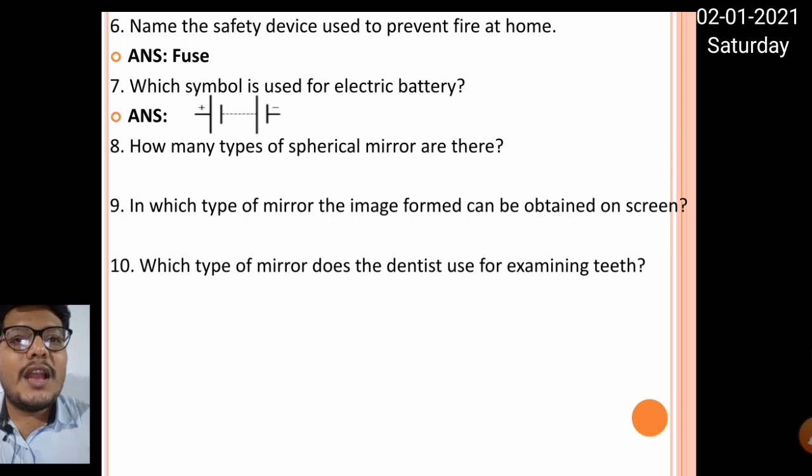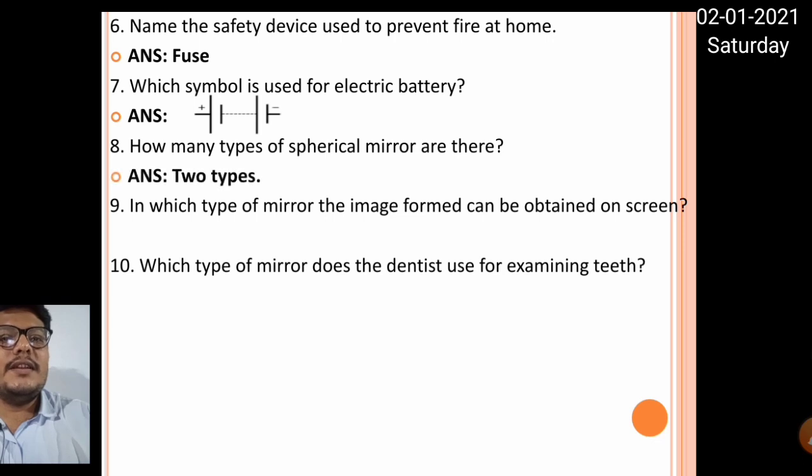See here, next one. How many types of spherical mirrors are there? So there are 2 types of spherical mirrors. One is convex mirror and the other one is concave mirror. Okay, see the next one. 2 types, right? Okay, see next one, number 9.